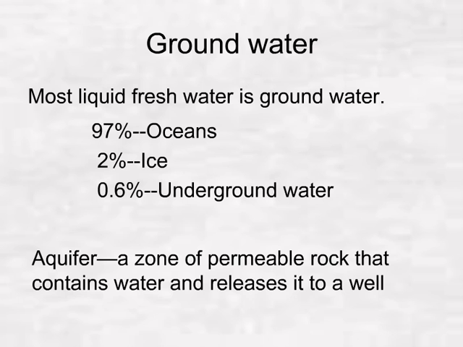The definition for aquifer is a very practical one. An aquifer is a zone of permeable rock that contains water and is permeable enough to allow the water to flow into a well readily. So if you're digging a well, you try to find a good aquifer, because not only will it have water in it, but the water will flow through it fairly readily.